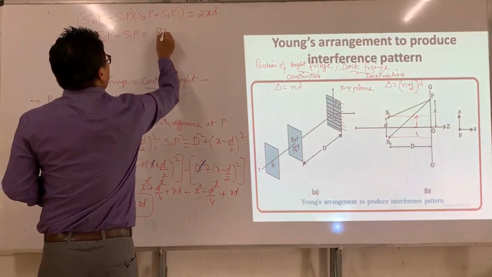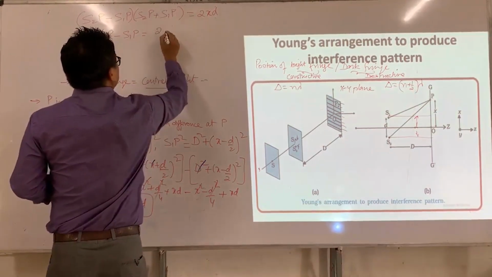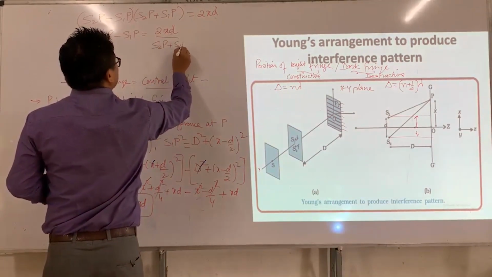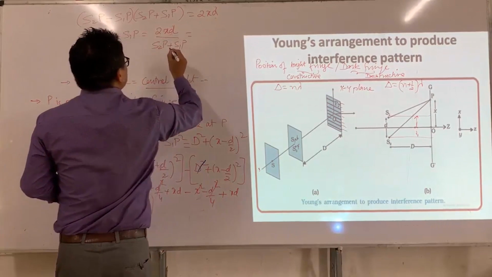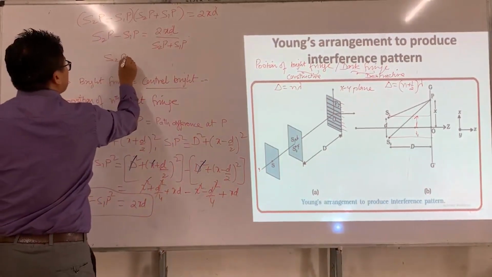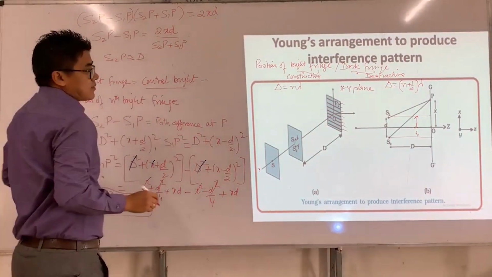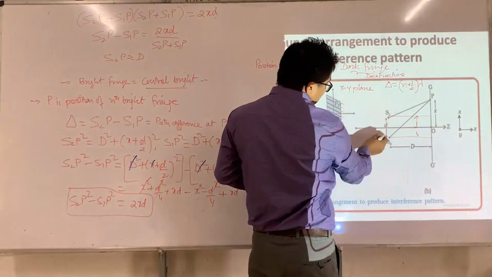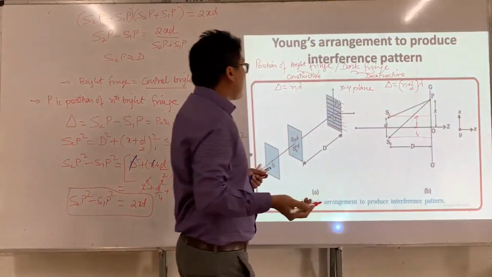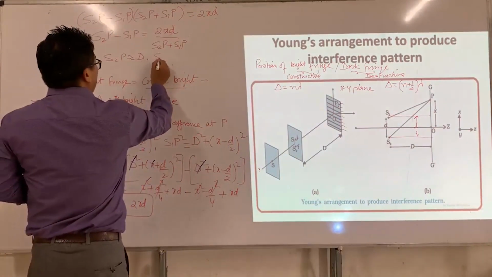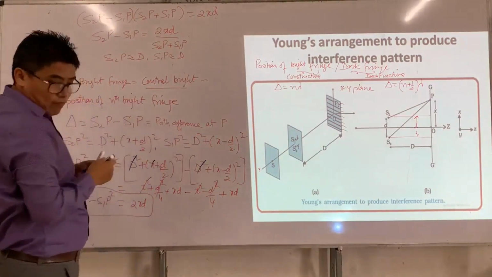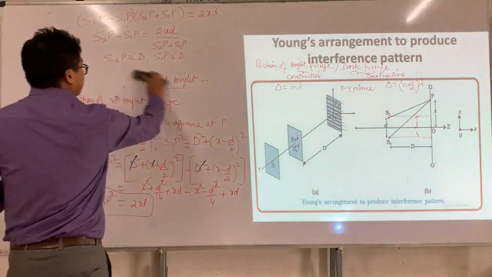That is equal to 2xd. I'm going to put here xd divided by s2p plus s1p. And we say that s2p is almost equal to d. Why? Because this distance is very small. If this distance is very small and this distance is almost equal to d, this is the approximation I'm going to take, and s1p is approximately equal to d.